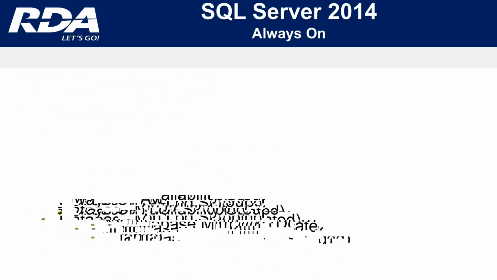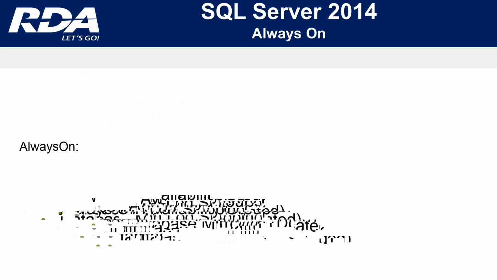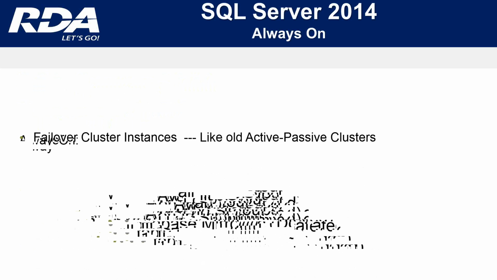Let's talk a little bit about always on. This was introduced for the first time in SQL Server 2012. To some degree, the term always on is kind of a marketing term that's used for a couple of different technologies. The first is always-on failover cluster instances, which is the successor to active-passive clusters. You may have heard of this in the past, where we have one active and one passive.